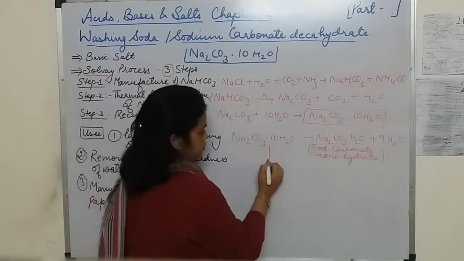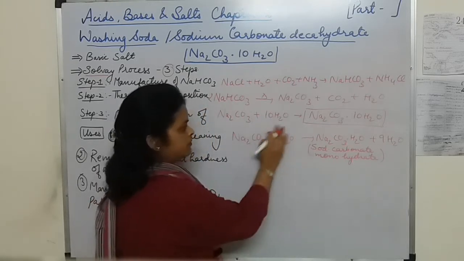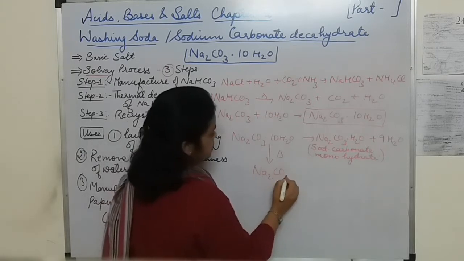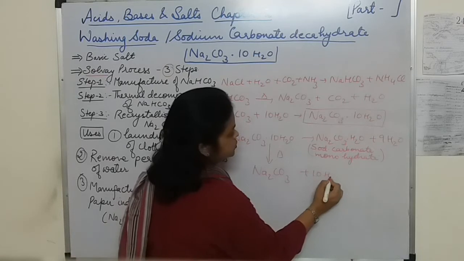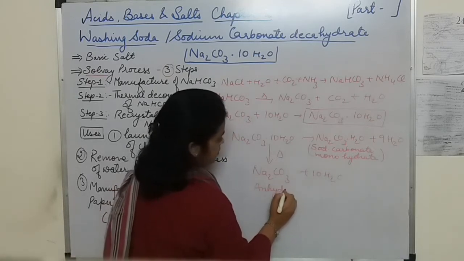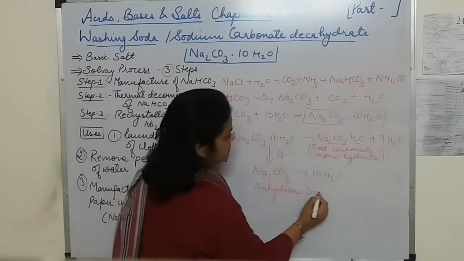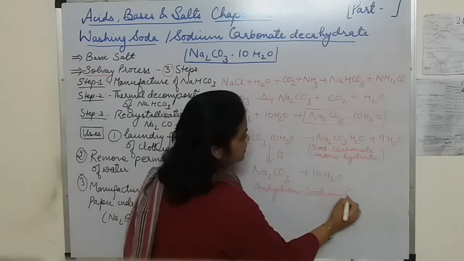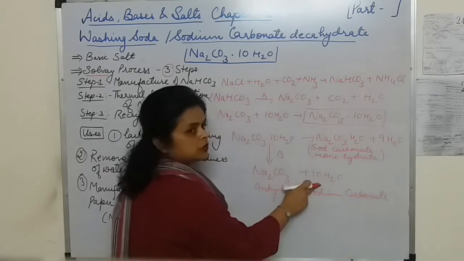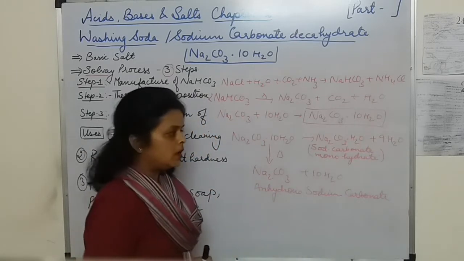When this washing soda is heated, all the 10 water molecules come out and it forms Na2CO3 plus 10H2O. This is called anhydrous sodium carbonate. Here all the water molecules come out, and in the earlier case 9 molecules of water come out and it forms the monohydrate.